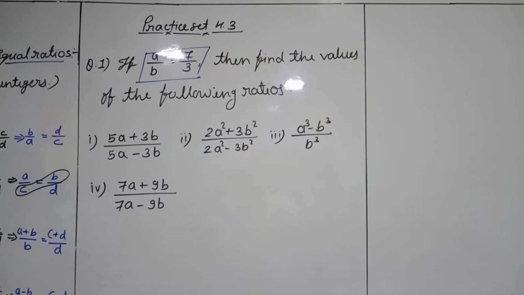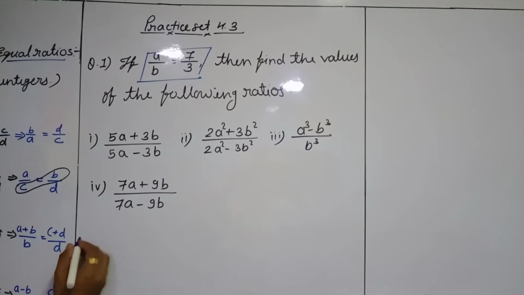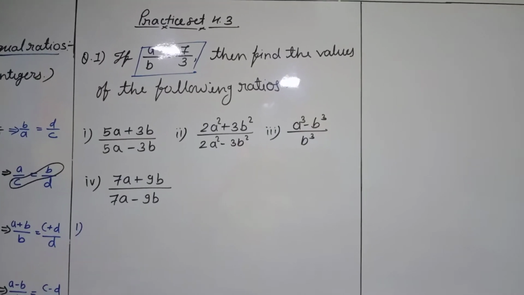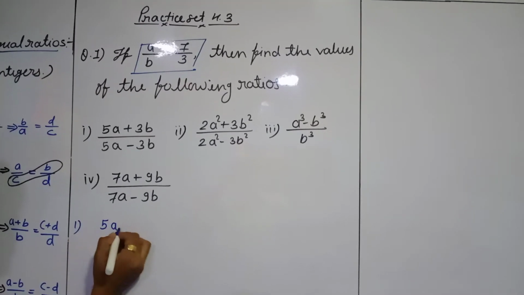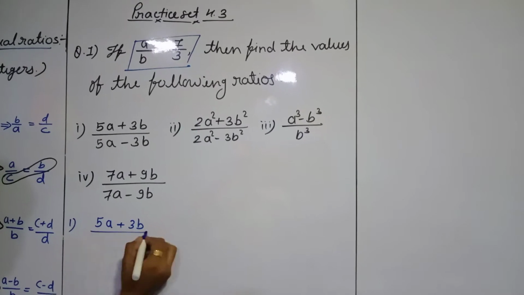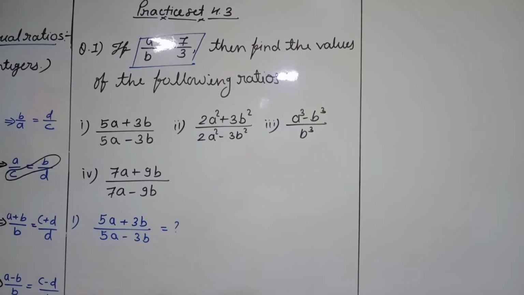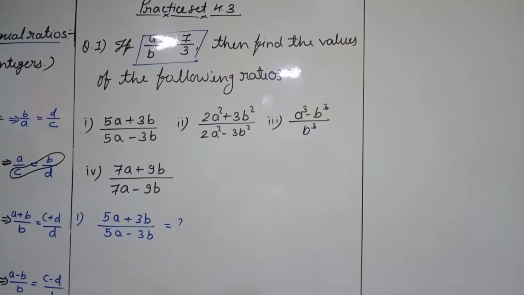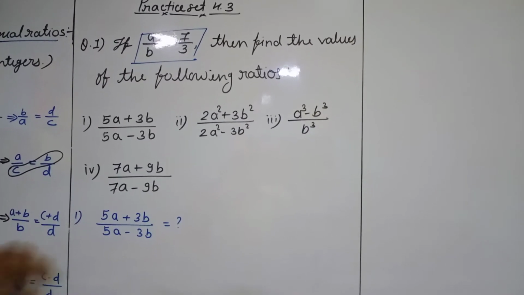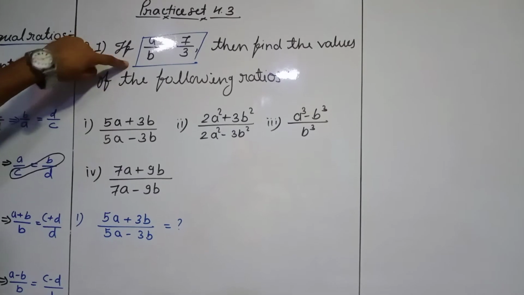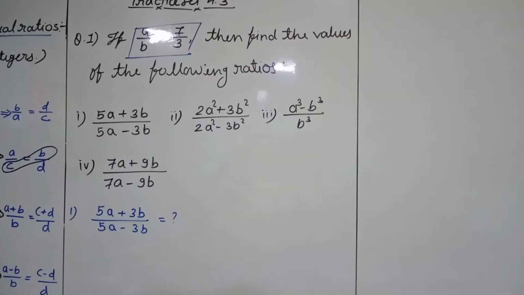So let's see how we are going to find it. First, we have to write down the sum: 5A plus 3B upon 5A minus 3B is equal to what? That we have to find out. So, the meaning of saying, if we have A upon B, let's write it.